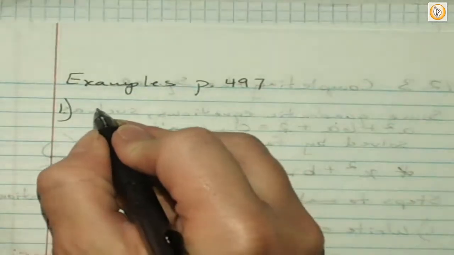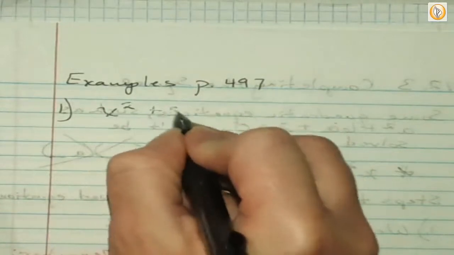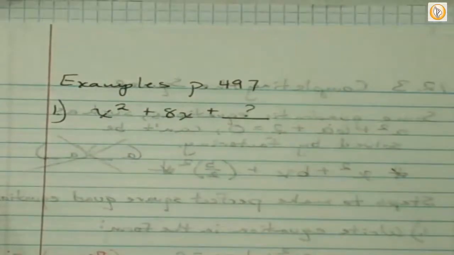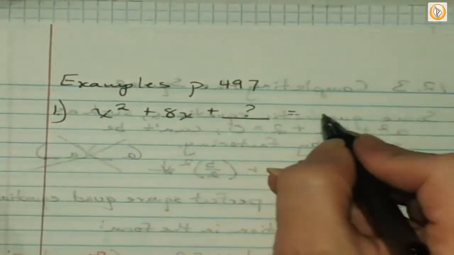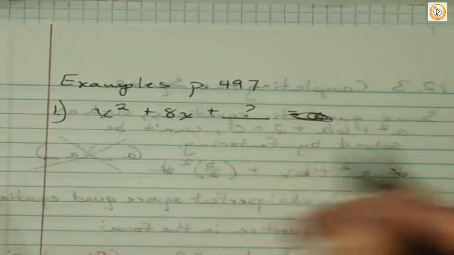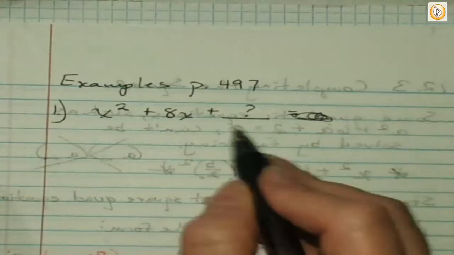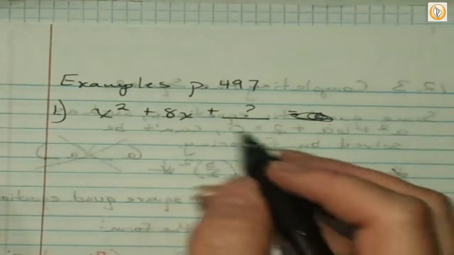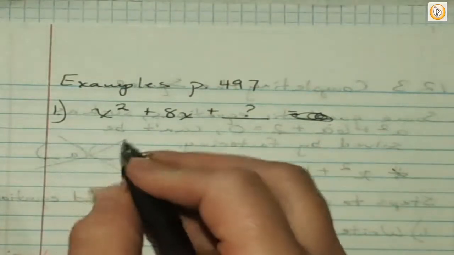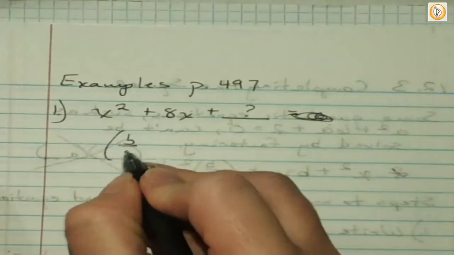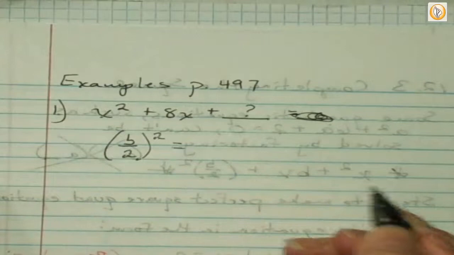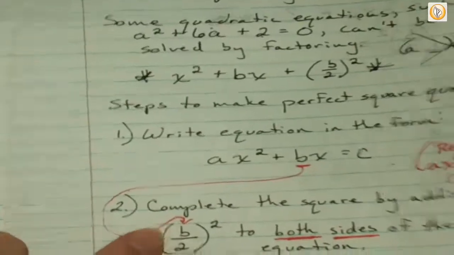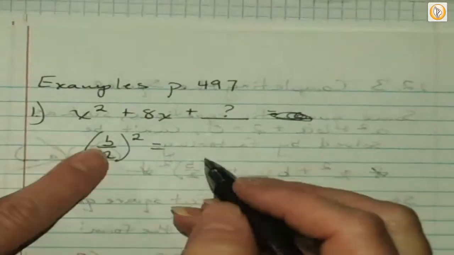So number 1, we have x squared plus 8x plus what? And then normally it'd be equals some C number, but we're not going to do that. All they want to know is what would be added to both sides here. Okay? So, we go back to b divided by 2 squared. Again, this is what's supposed to be added. That is step 2. What is supposed to be added? So what is b, Emily?